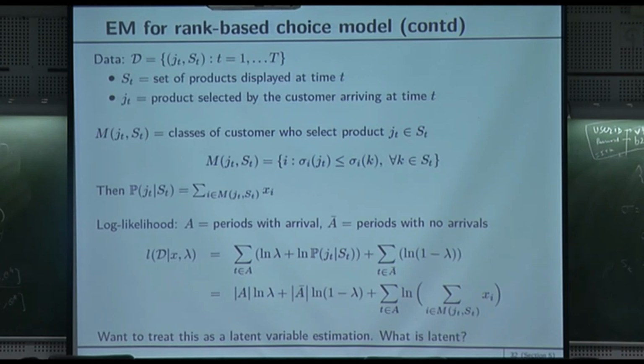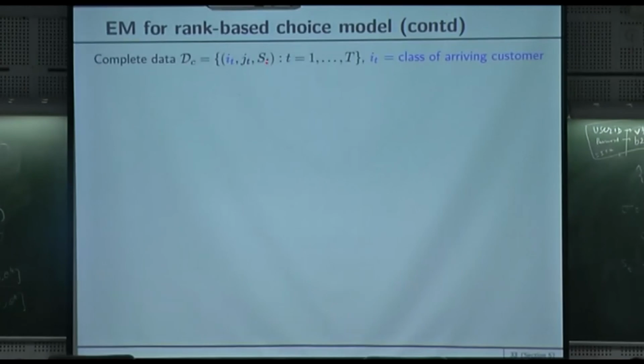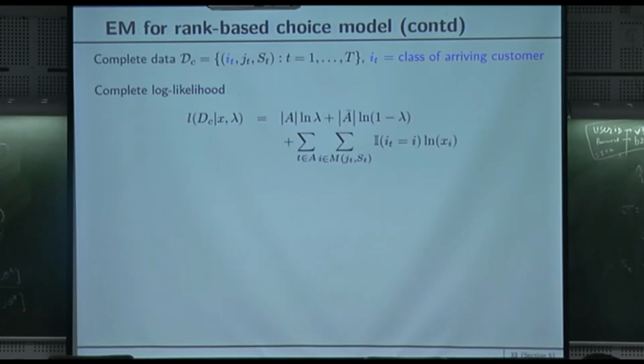So we want to treat this as a latent variable estimation problem. Again, what is latent? Latent is exactly the class. I don't know which particular class out of this set of classes did we arrive. So I create a complete data set. IT is the class of the arriving customer, JT is the product they pick, ST is the product set that was offered. Now if you look at the complete log likelihood, you end up getting that this term is as before, this one. Now for all i belonging to the set, if IT is equal to i, log xi.